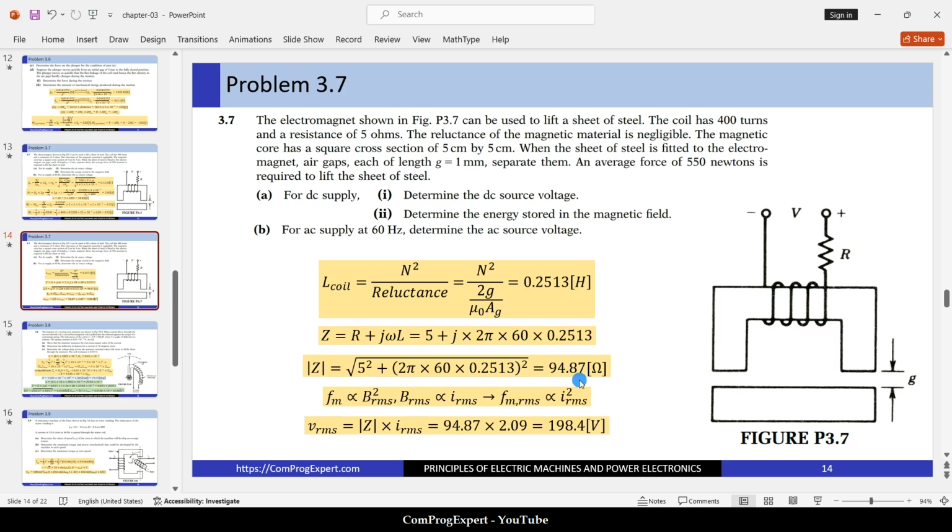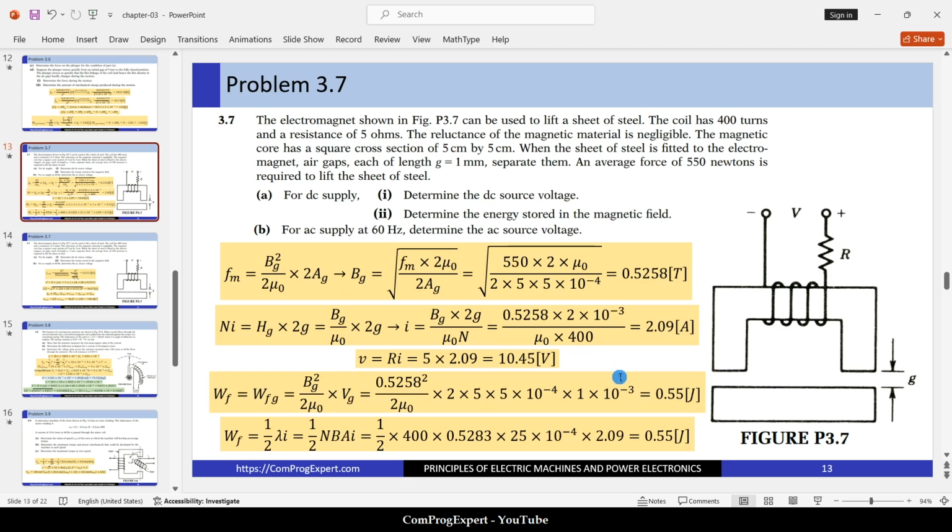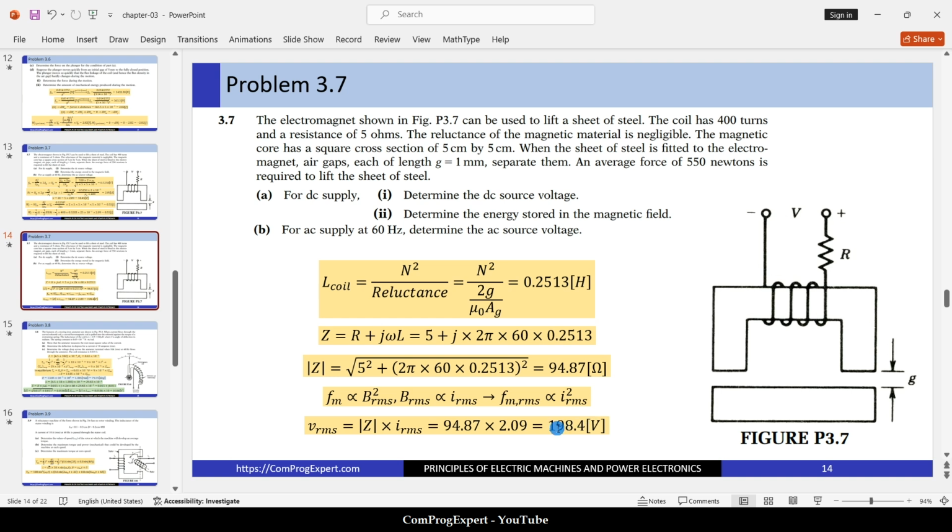And finally, if we multiply the amplitude of the impedance by the RMS value of the current, we can calculate the RMS voltage here. That is much higher than the DC voltage. Okay? So the required DC voltage is 10.4, and the required AC voltage is 198. Because of this reactance, we should use a much higher voltage.